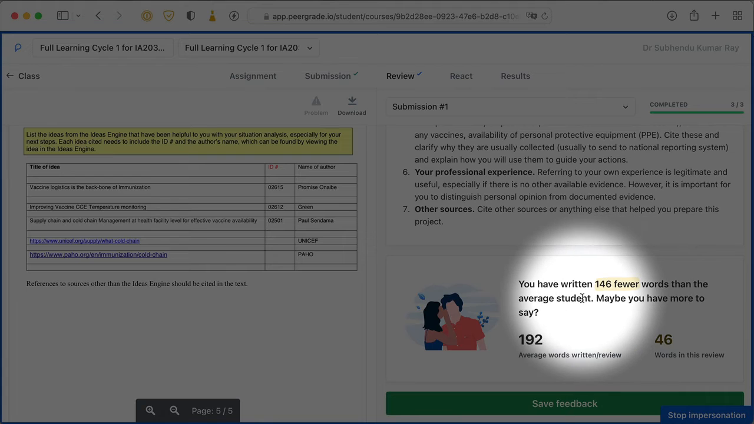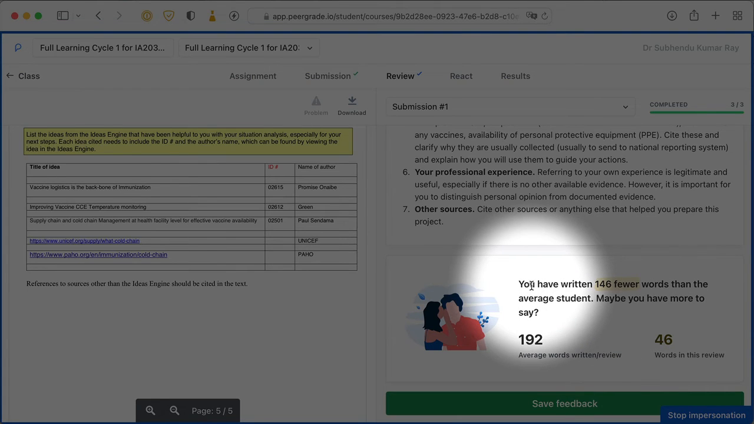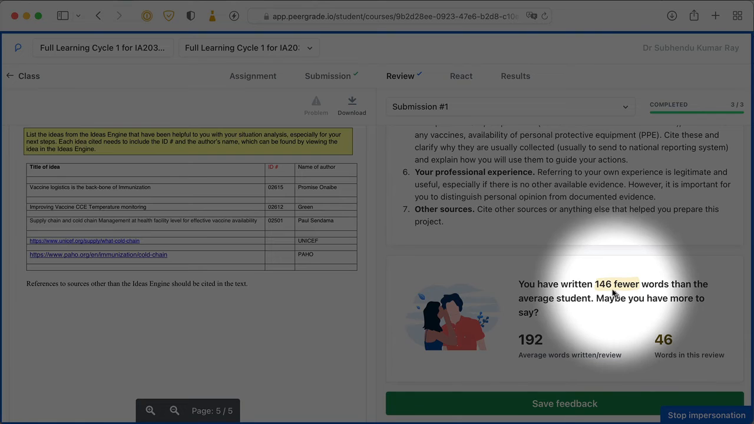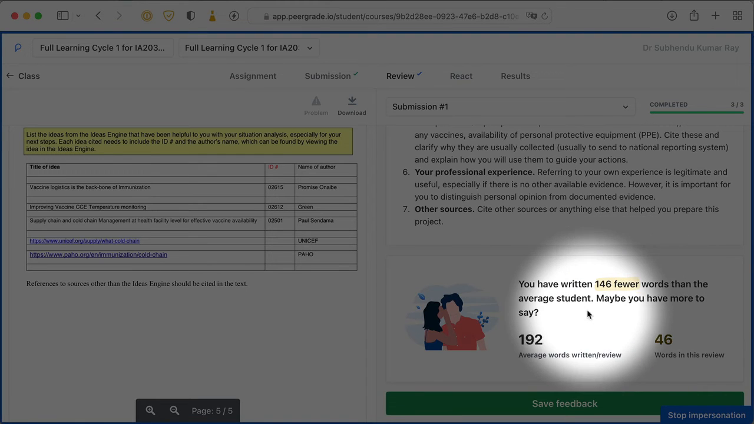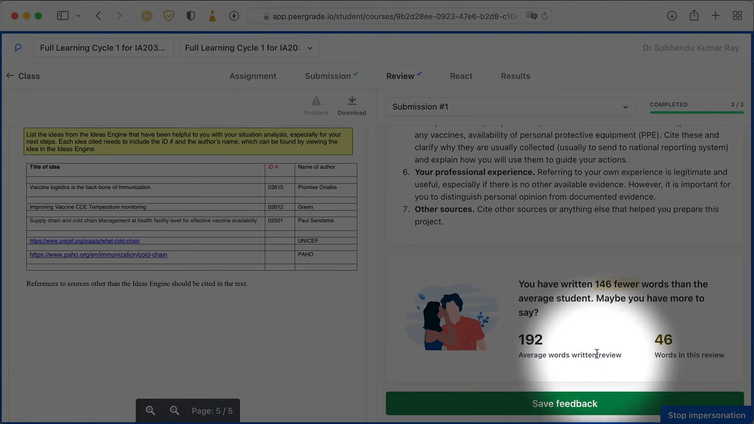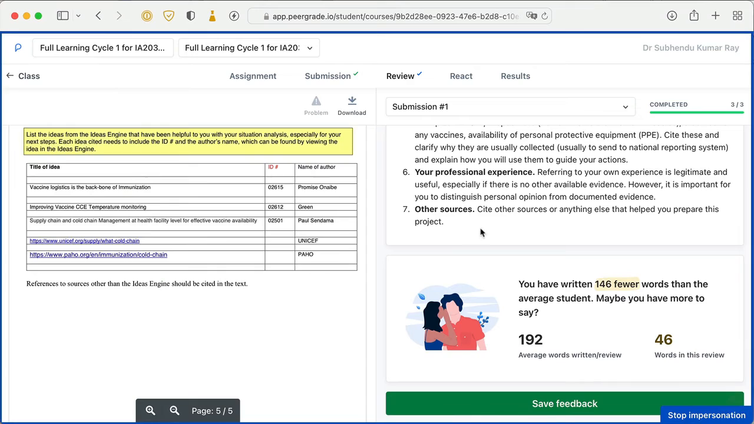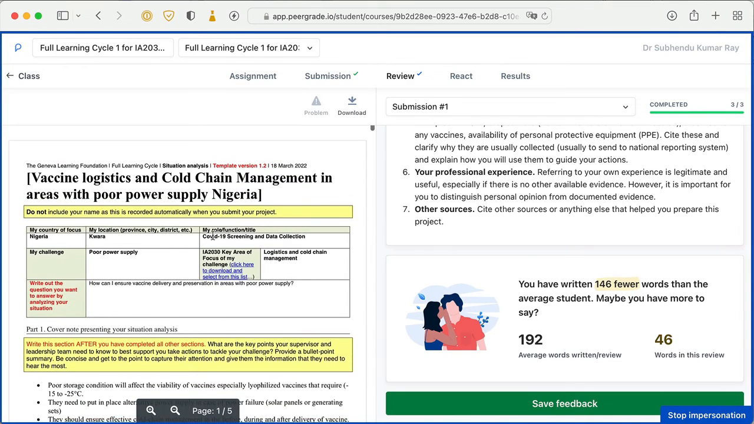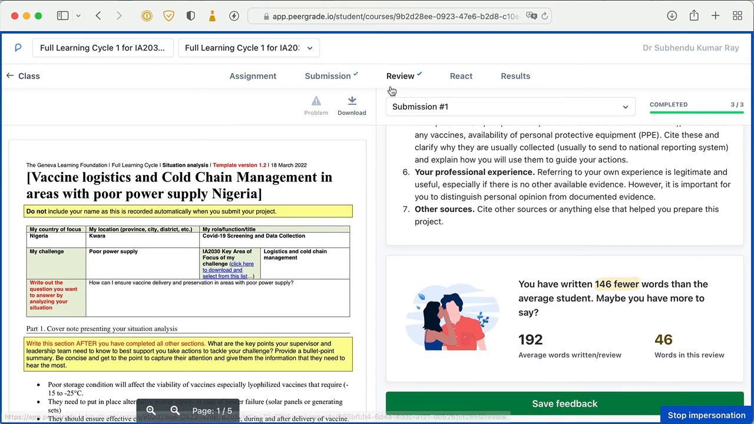Now, here you can see that this reviewer, Peergrade, recognizes that you haven't written as much as others, and encourages you to say more. There are 46 words in this review, so you do want to make sure you take the time. Remember, a colleague of yours, a fellow member of the movement, spent a lot of time putting this project together. So you need to honor this project by giving it due consideration, taking the time to read it, review it, and please give constructive comments.